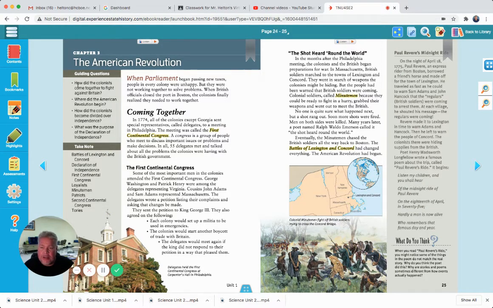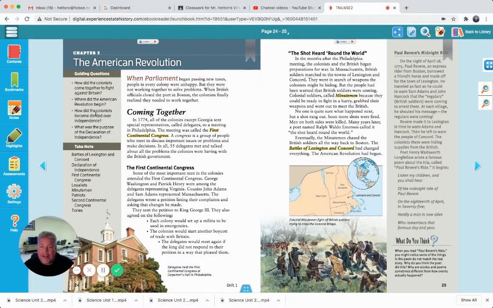So some of our questions: How did the colonists come together to fight against Britain? We know Benjamin Franklin wanted the colonists to come together. Remember his join or die little snake, that political cartoon? Well, now they're going to join together. How did they join together? But this time they're fighting the British. Where did the American Revolution begin? Where was the first shot, that shot heard around the world, fired?